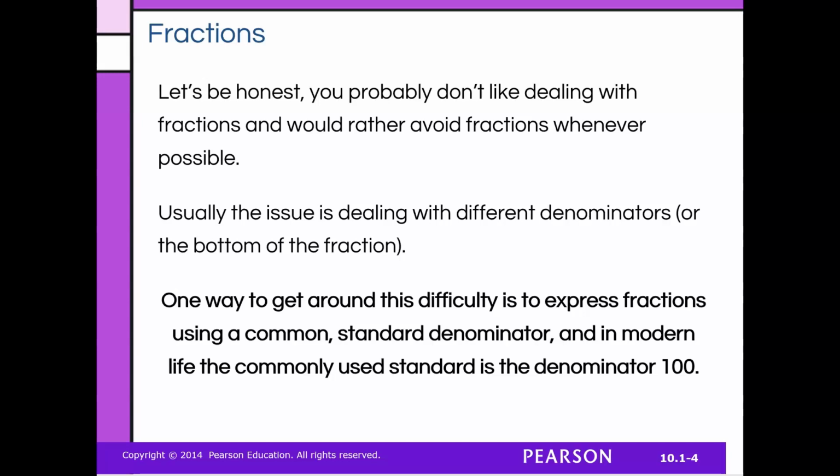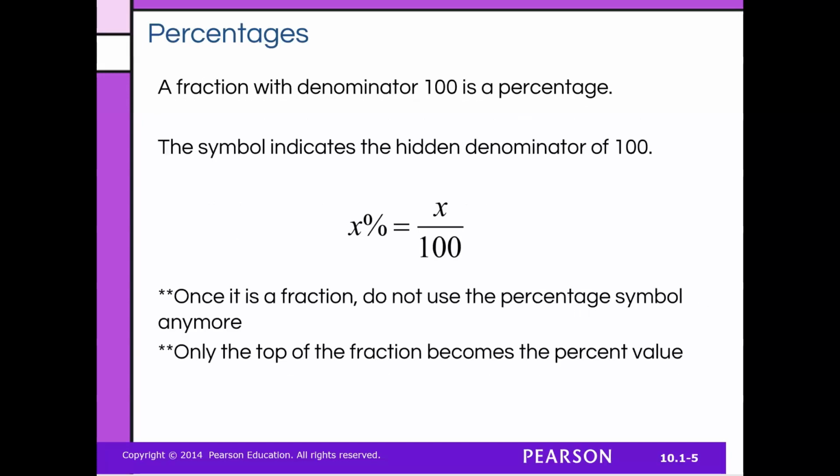And usually the issue comes from a different denominator, or the bottom of the fraction. So one way to get around this difficulty is to express fractions using a common standard denominator, and that denominator is 100. So when we talk about percentages and the relationship with fractions, a fraction with the denominator of 100 is a percentage. The symbol percent indicates that hidden denominator of 100.